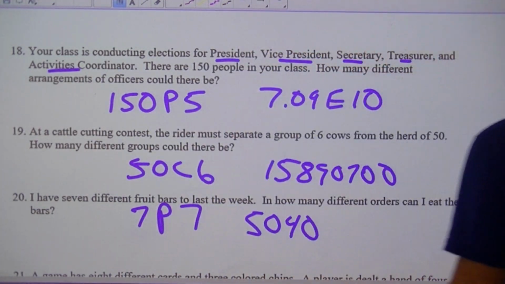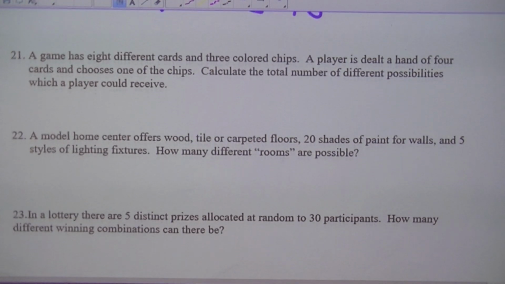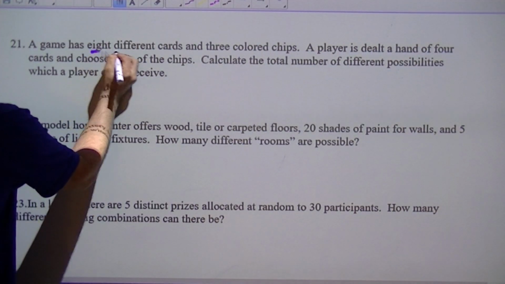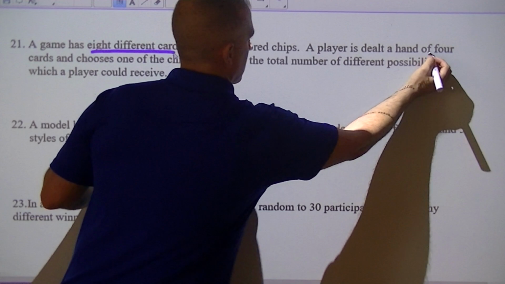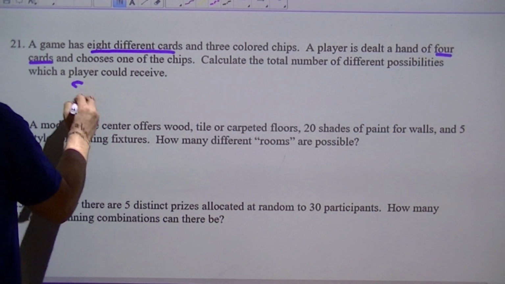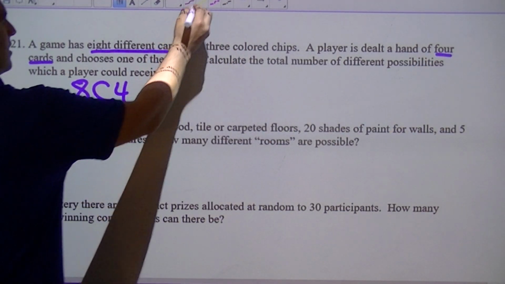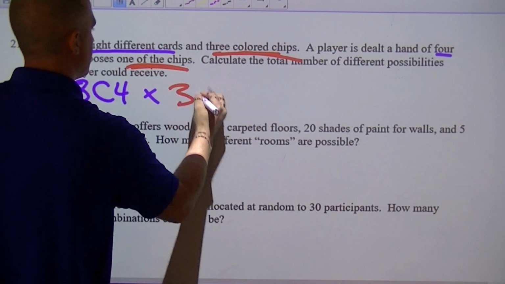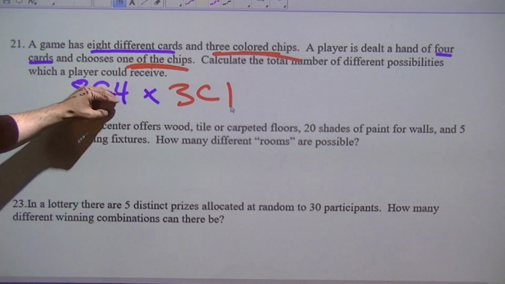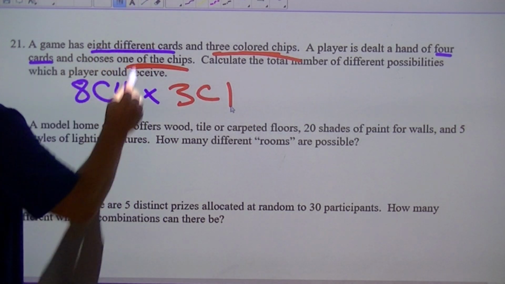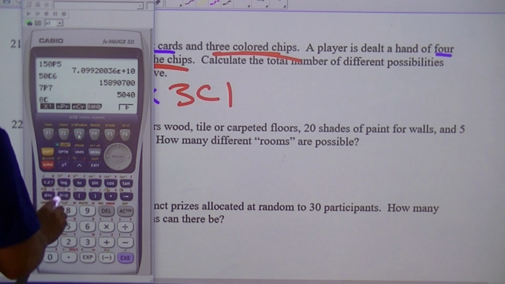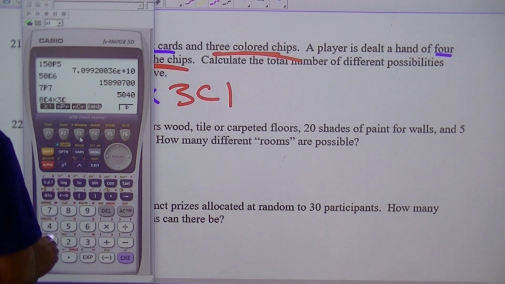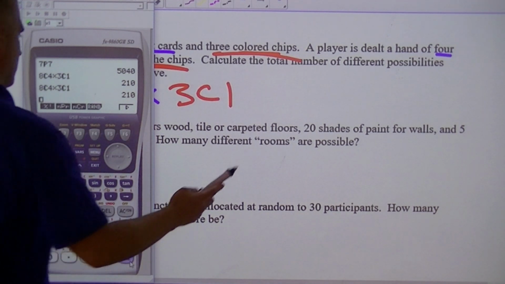Okay, moving on to the last few. Three left. You got to match this, got to be careful. 8 different cards, you get 4 cards. So that's going to be 8C4. Then you got 3 chips, 1 chip. 3C1. Since it's multiple things, we always use combinations and we use multiplication in there. 8C4 times 3C1. It's 210.